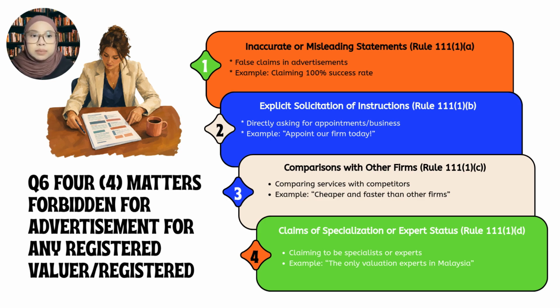The third prohibited method is comparison with other firms. Firms should not compare their service with competitors in order to gain an advantage. For example, claiming that their services are cheaper or faster than other firms. The fourth is claim of specialization or expert status. Firms cannot claim to be specialists or experts without proper recognition. For example, advertising themselves as the only valuation experts in Malaysia.